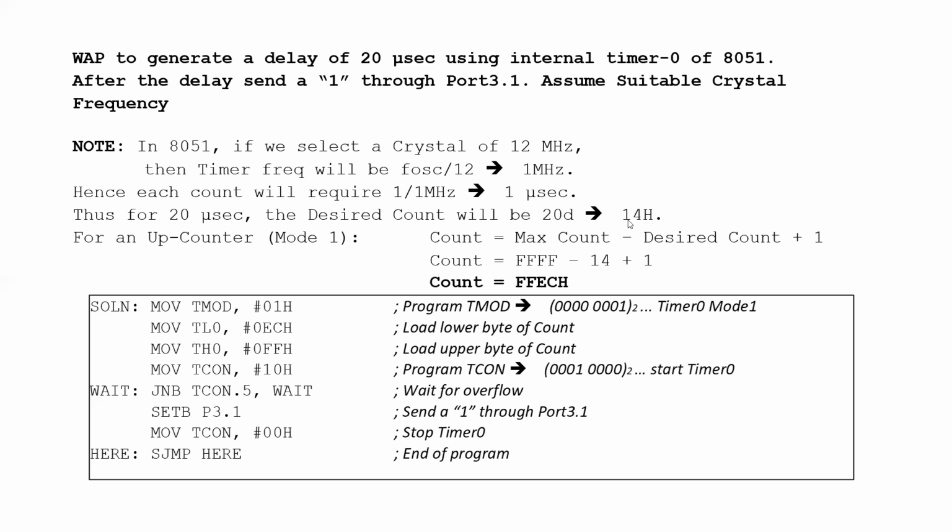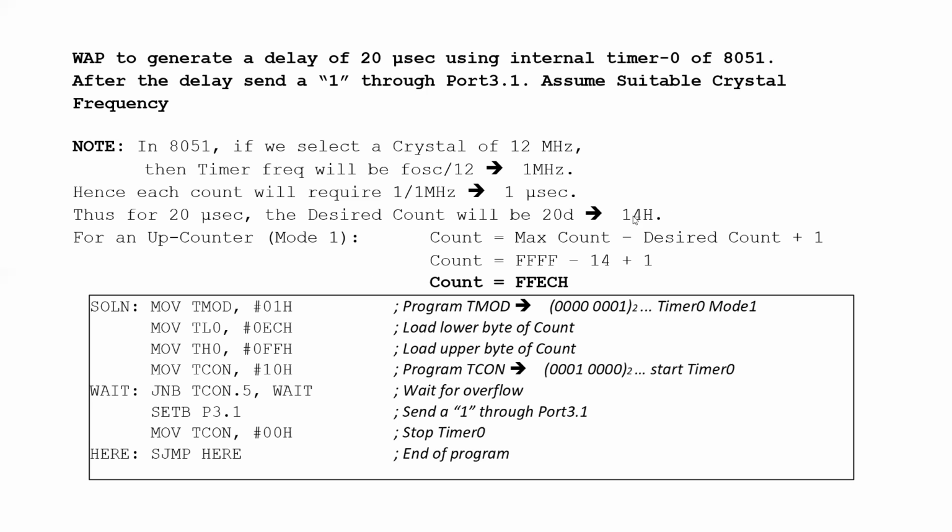For 20 counts, which is 20 microseconds, if you do up counting, you need to give the value. If you load 14 hex to the timer, the counting starts from that value until it overflows, that is FFFF. We get an indication when it overflows. So if we load the value 14, it will count from 14 hex to FFFF.